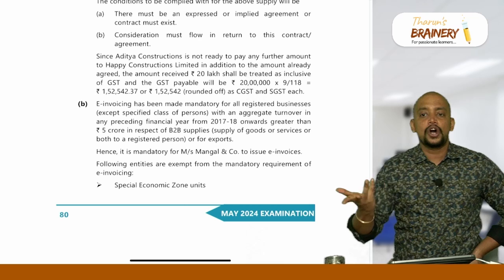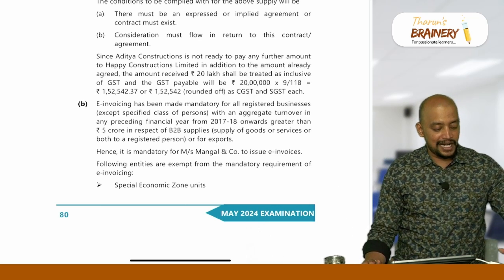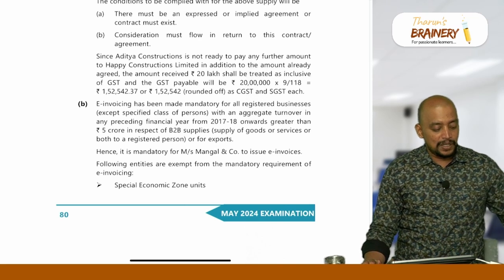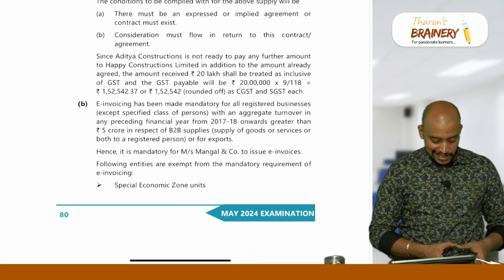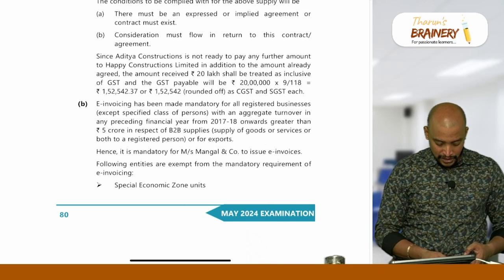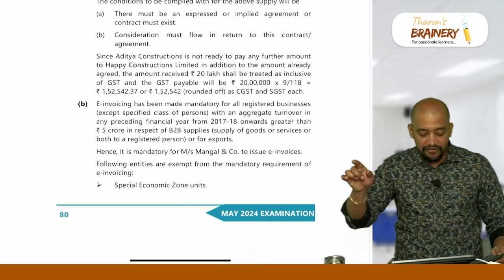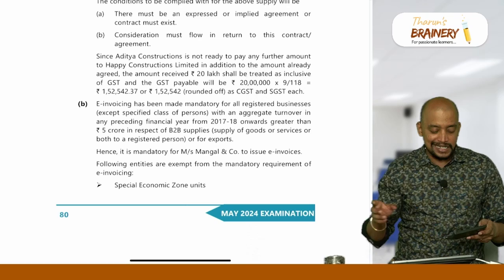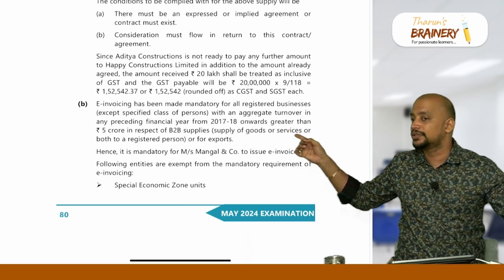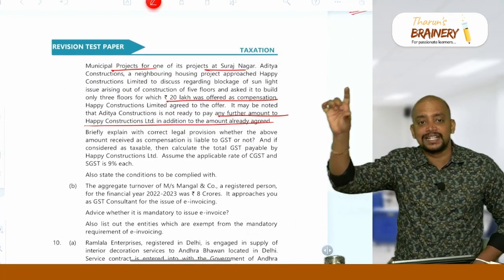Is it clear? So how much do you calculate? 20 lakhs into 18 by 118. Sorry, 20 lakhs into 18 divided by 118 will be 3,05,084. Correct? 3,05,084 is the total. Now divided by 2. Why divided by 2? CGST, SGST. 1,52,542. You understood? So it's like a simple question on the supply chapter.